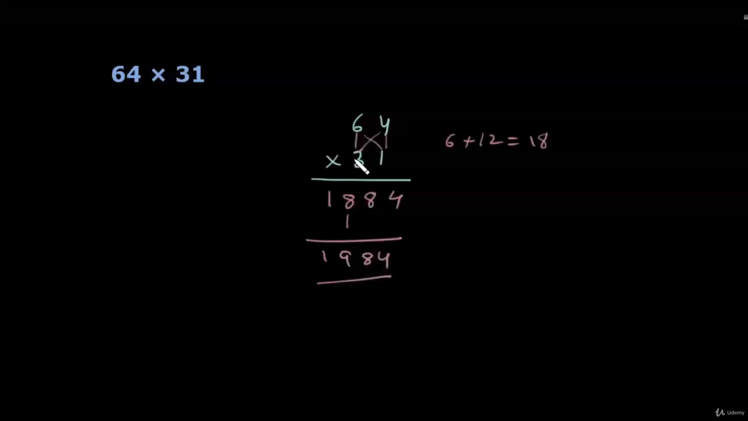Vertically, first column, crosswise, first and second column, and then again vertically, last column. So this is the technique vertically and crosswise.